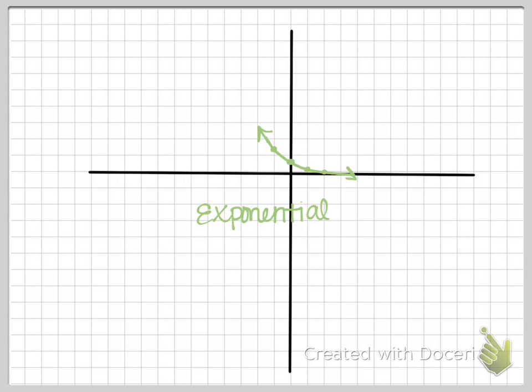So those are the 3 types of graph. I want you to be able to recognize those so you see what is going on. I've got a linear, I've got an exponential, and I've got a quadratic. All right? And that is the last lesson that we will do before your test on Wednesday.